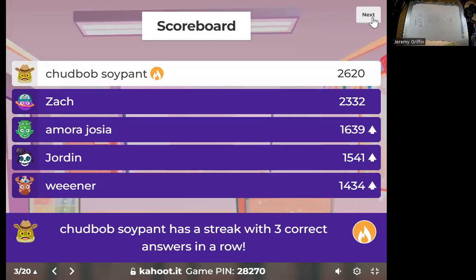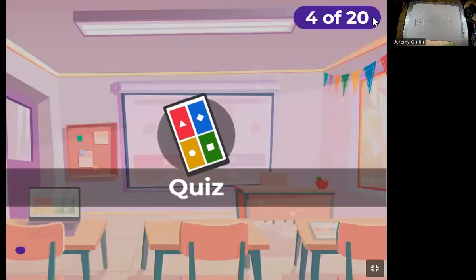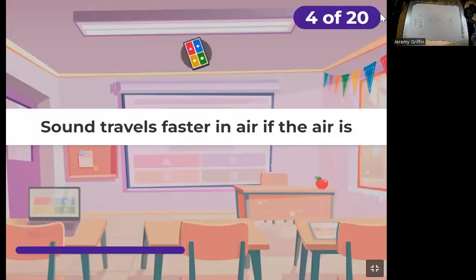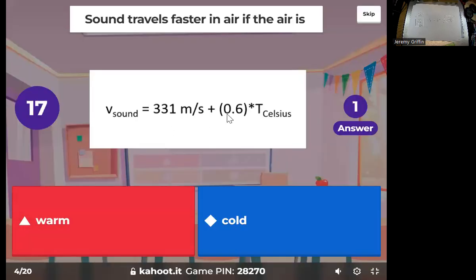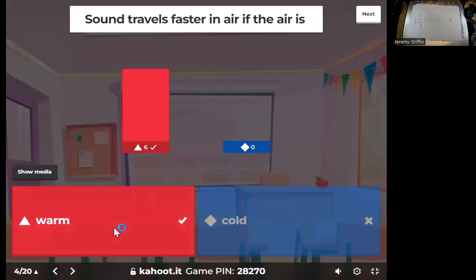Yeah. Well, Wiener in the top 5. Jordan, Amora Josiah, Zach. On fire. Sound travels faster in the air if the air is warmer. So it says 331 meters per second at 0 degrees Celsius. And then every degree Celsius above that goes a little faster.